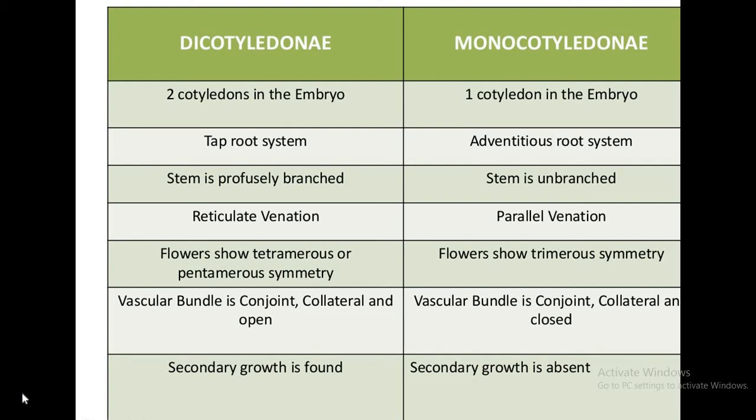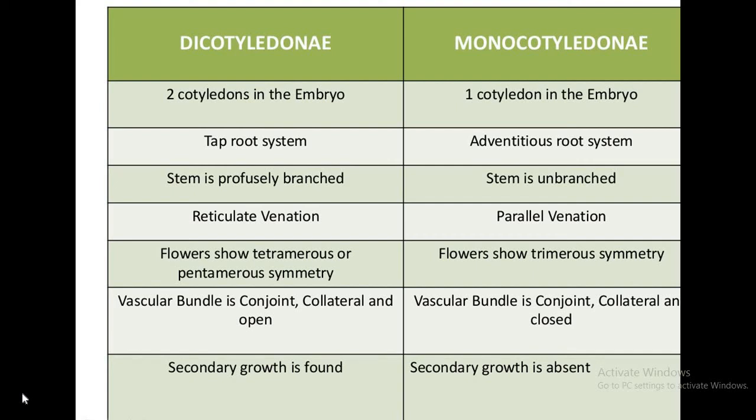Then come to the next one. The vascular bundle is conjoined, collateral and open. Vascular bundles are conjoined, collateral and closed. Children, even if I explain it here at this point just now, you will not be able to understand because I haven't taught you the tissue systems in plants. So this point you just copy down, mark it down. When I teach you types of vascular bundles, then you will come to know what is the meaning of these terms.